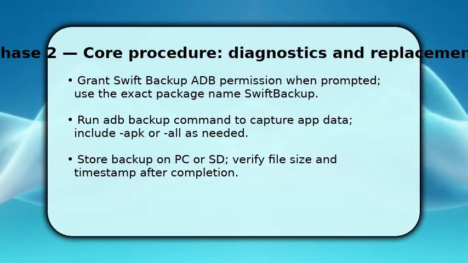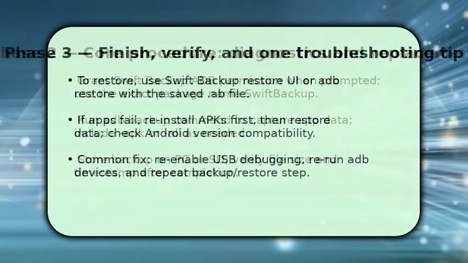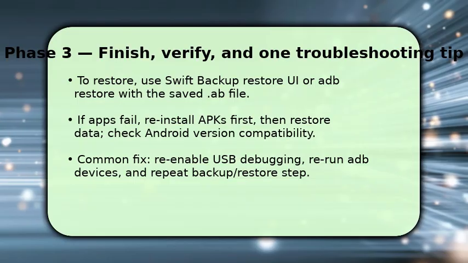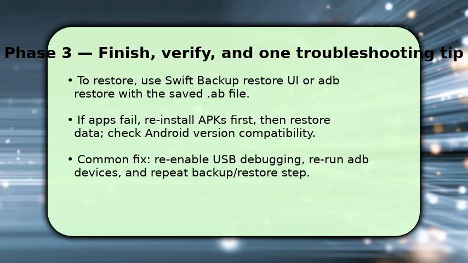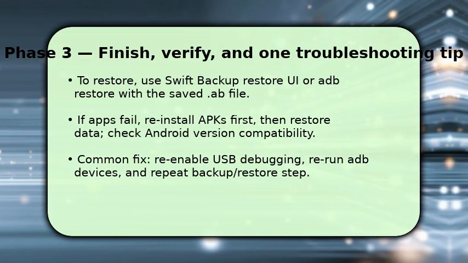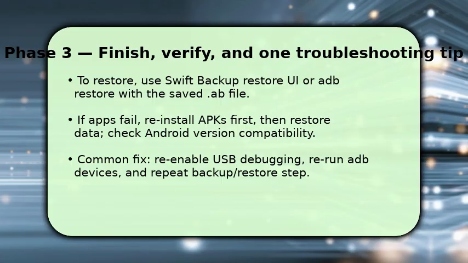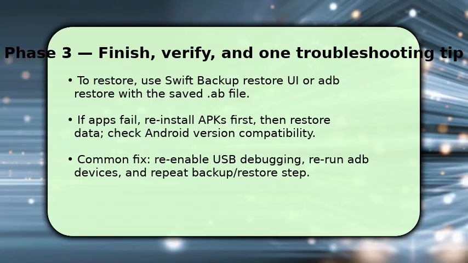To finish, restore using Swift Backup's restore option or run a DB restore pointing to your saved AB file. Install required APKs first if the restore needs app binaries. You should restore apps, then their data, because Android enforces package identity.